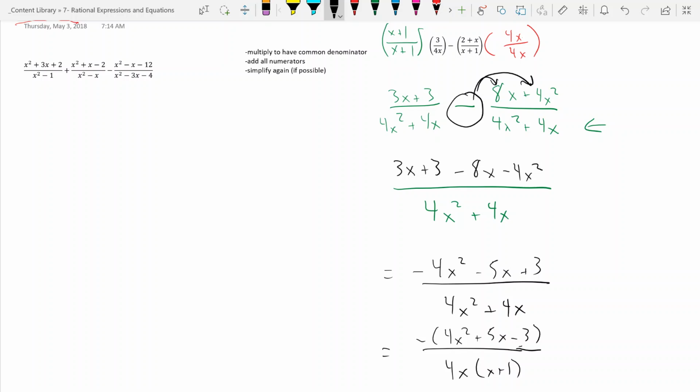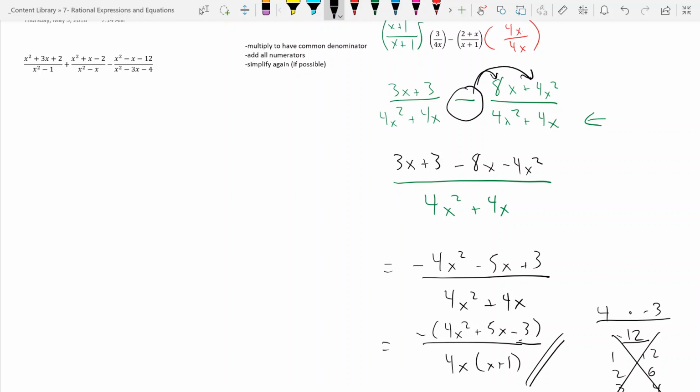And I'll see if there's any factors. 4 and negative 3, 12. The factors are 1 and 12, 2 and 6, 3 and 4. Do any of those add to 5? Nope. So there are no factors. This can't be factored. So our answer is just this. That's what we have as our final answer, which is okay. Some of them you will be able to factor and you can reduce.